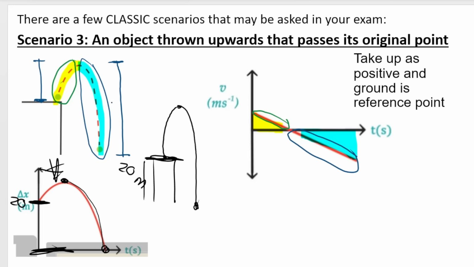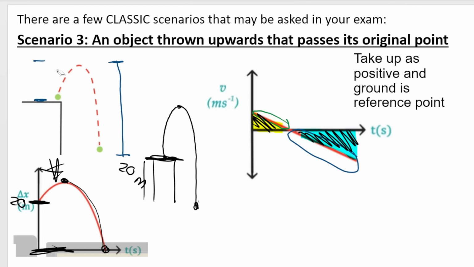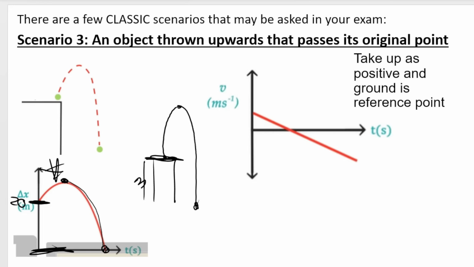So the blue is a further distance, a further displacement, which is why the area under this part of the curve is a lot bigger than the area under this part of the curve. Okay, so again, these graphs are linked, and they're linked in an amazing way. It makes it actually easy if you know what you're looking for. Remember, at its maximum height, velocity is 0.